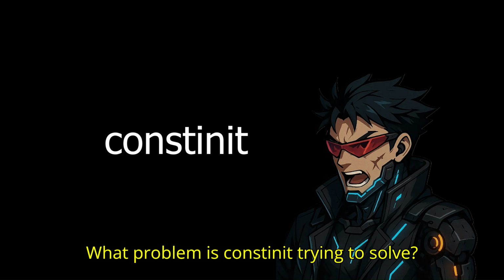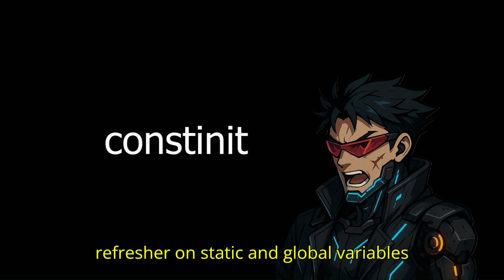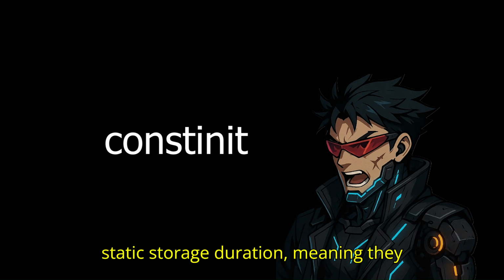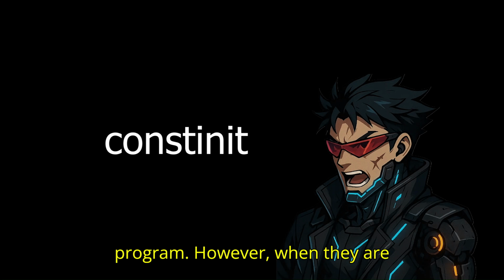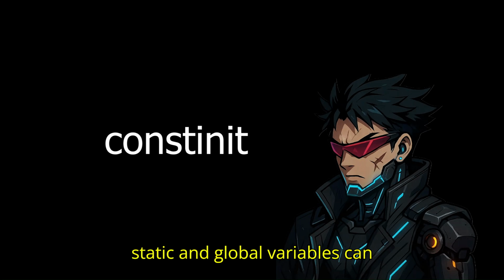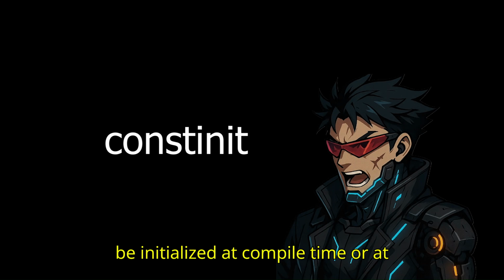What problem is constinit trying to solve? To understand this, we need a quick refresher on static and global variables in C++. These variables have static storage duration, meaning they exist throughout the lifetime of the program. However, when they are initialized can vary. In C++, static and global variables can be initialized at compile time or at runtime.